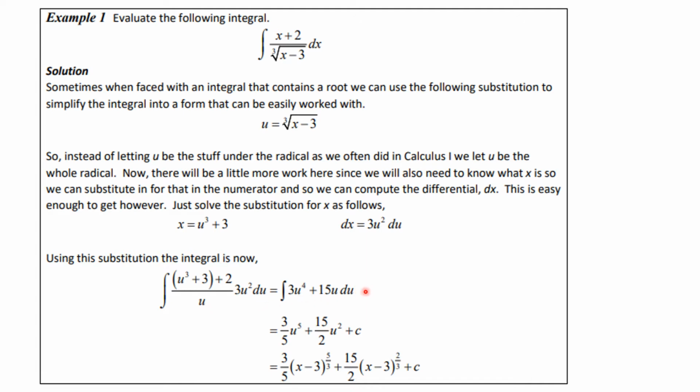This is easy. You add 1 to the exponent and divide by the new exponent, getting this in terms of u. But then we have to reverse our substitution, so we have to let u be x minus 3 to the 1/3 power. We substitute that in, and we have solved this problem.